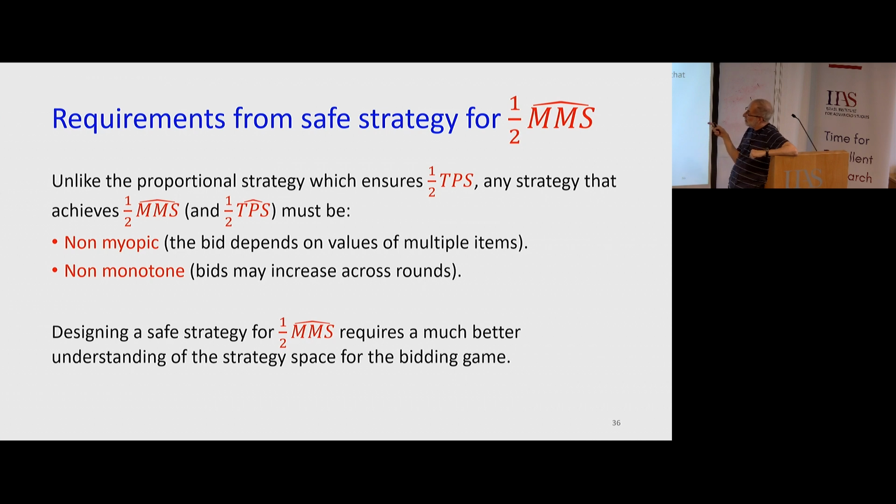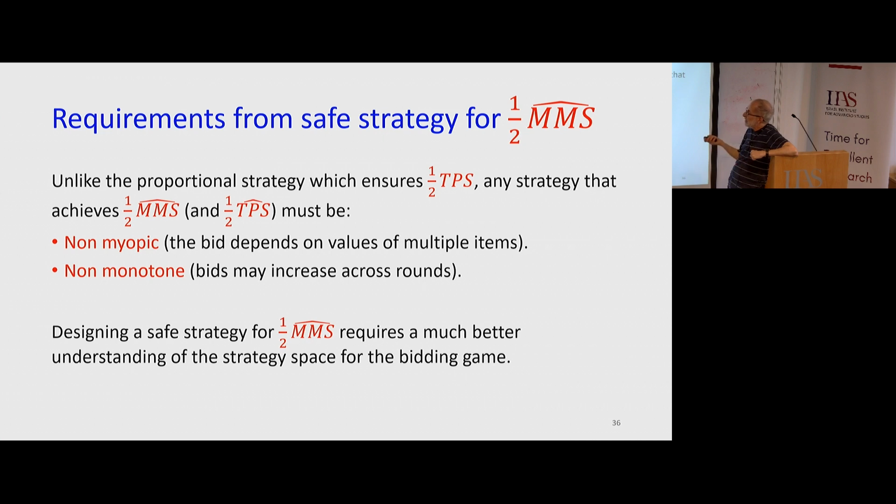And perhaps even somewhat more surprising, it has to be non-monotone. So in the proportional bidding strategy, you bid the value of the highest item that still remains. The value of the highest item that still remains can only decrease as rounds go on. So your bidding is monotonically decreasing as rounds go on. We can prove that if this is what you enforce, you will not be able to get half of MMS hat. You must have a bidding strategy that is non-monotone, meaning that as the high items disappear, you suddenly increase your bidding instead of decreasing your bidding. This is necessary.